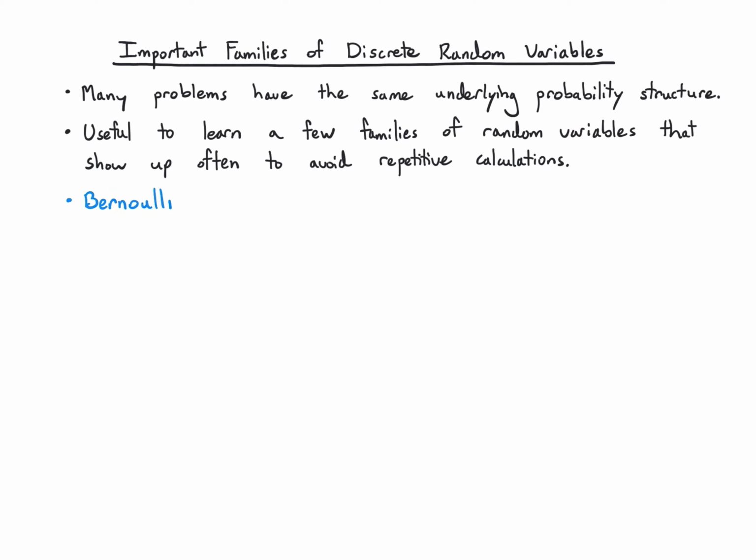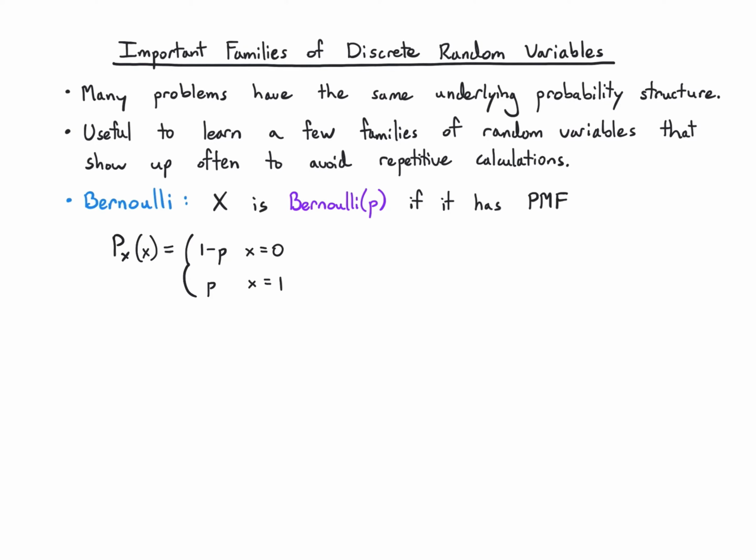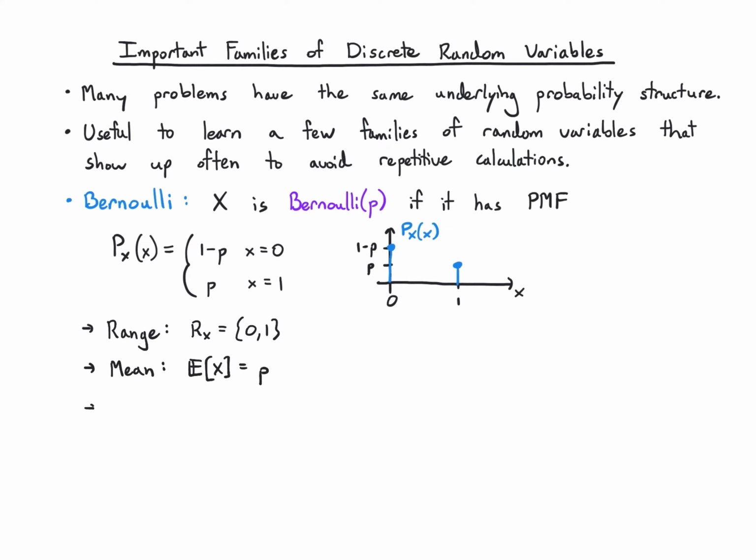Okay, first is Bernoulli. So X is a Bernoulli P random variable if its PMF is 1 minus P for X equals 0 and P for X equals 1. So that just looks like 1 minus P at 0 and P at X equals 1. Okay, so really simple. And the range here is really just 0 and 1. The mean is just P, because it's 0 times 1 minus P, that's just 0, plus 1 times P, that's P. The variance you can also work out by hand. It's going to be P times 1 minus P.